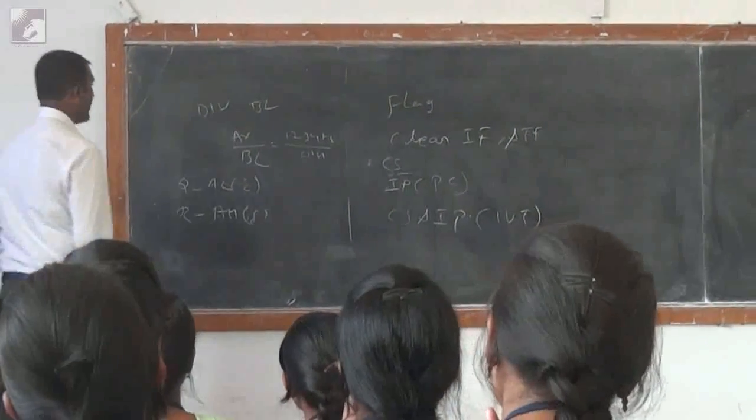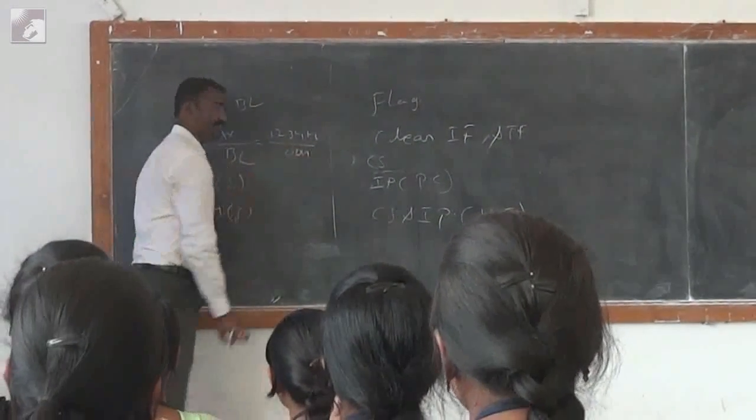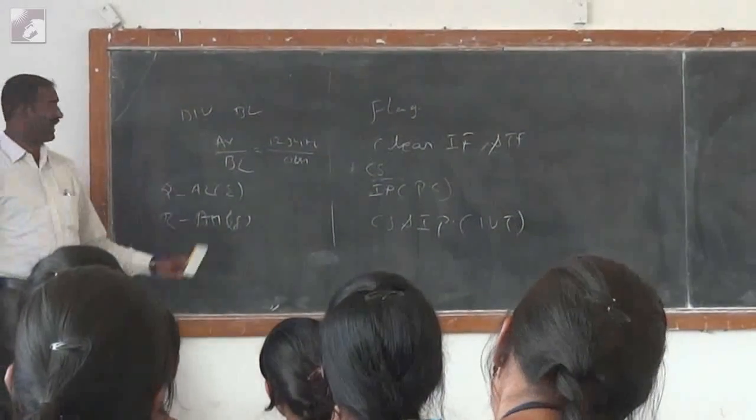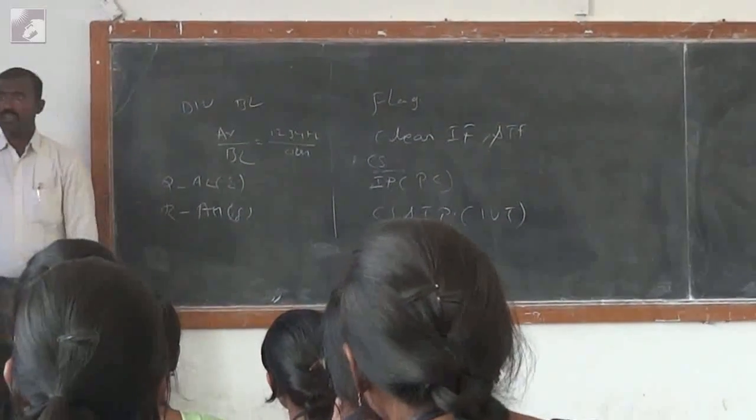One more case is, if I want to divide by 0, my BL content is 0. If it is 0, what happens?